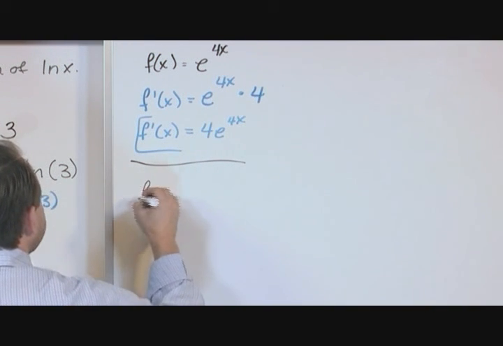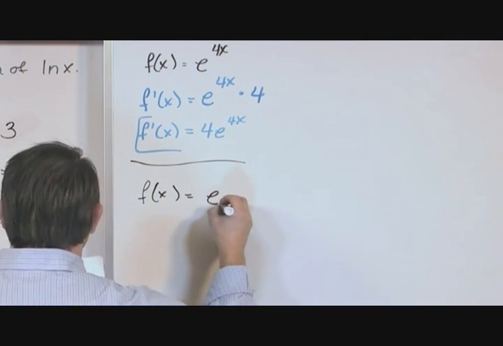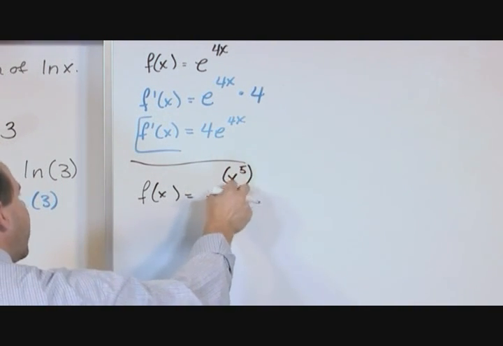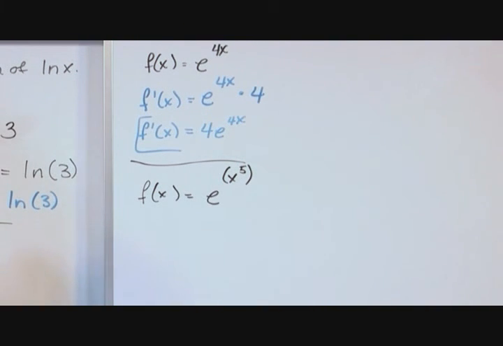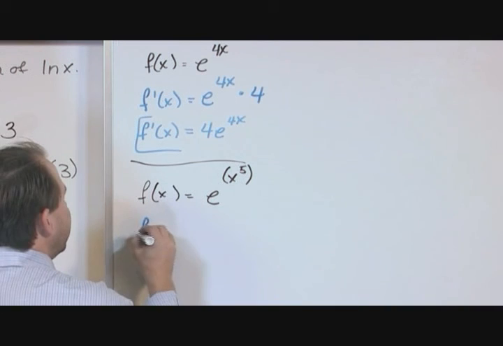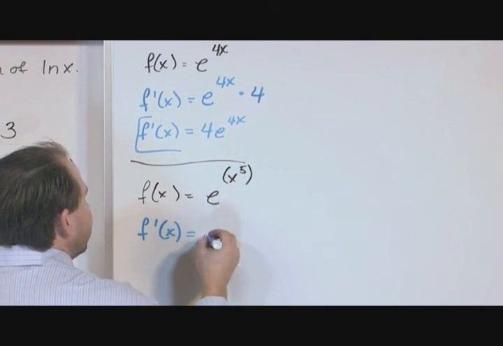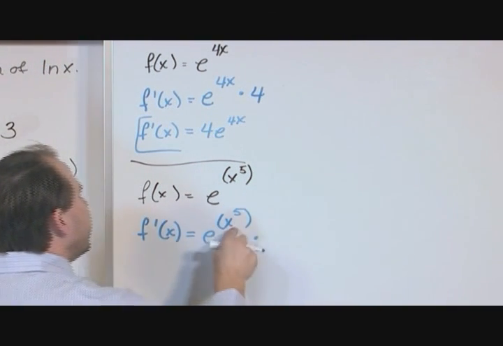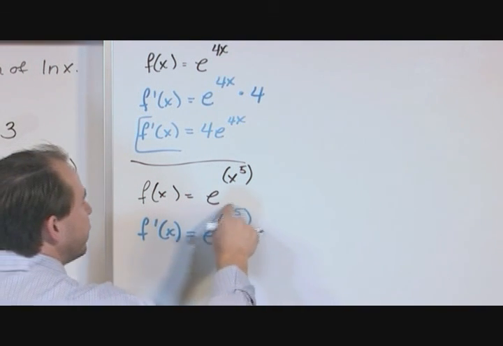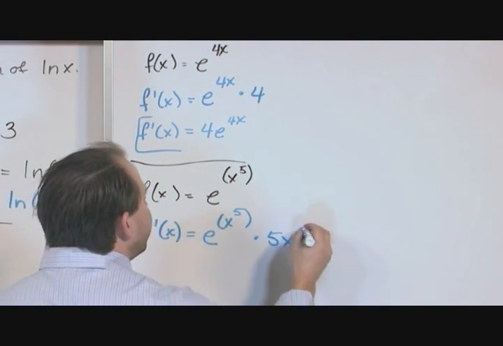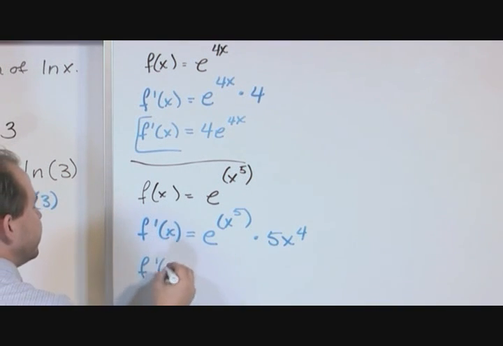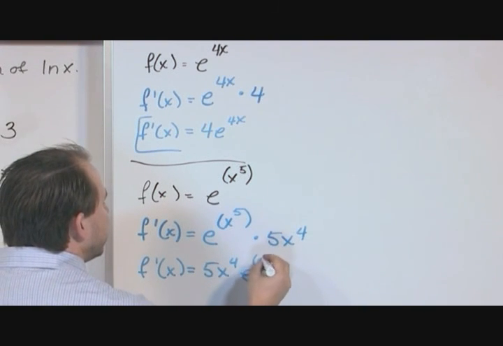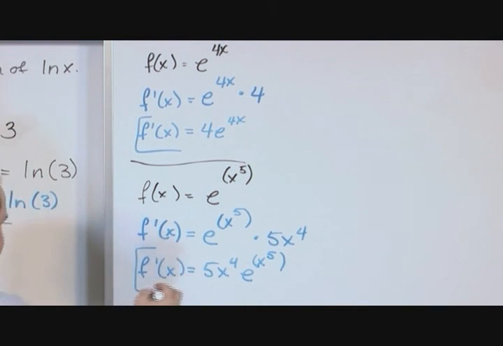Okay? What if you have f of x is equal to e to the power of x to the 5th? So we have e raised to the power of x to the 5th. How do we handle that? Well, again, the larger picture is the exponential, so we start there. The derivative is, since it's indestructible, e to the power of x to the 5th, but we can't stop there. We have to multiply by the derivative of the inside, which is up here. The derivative of x to the 5th is 5x to the 4th. So the answer to this derivative is 5x to the 4th times e to the x to the power of 5. And that's the answer to this guy.